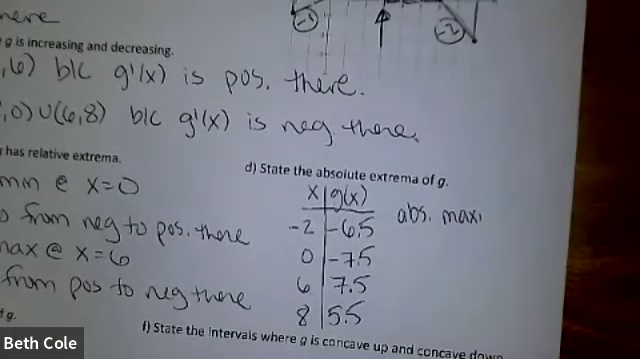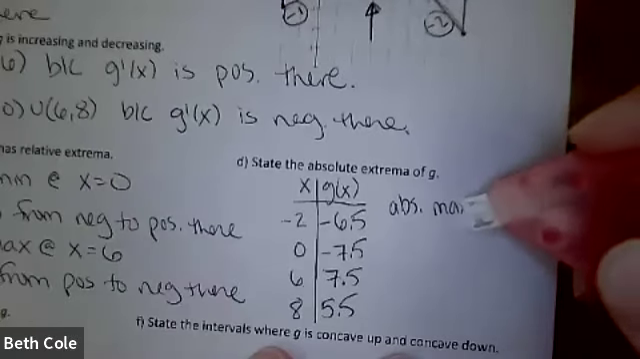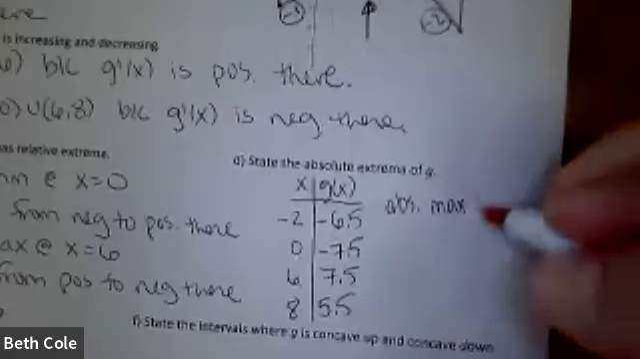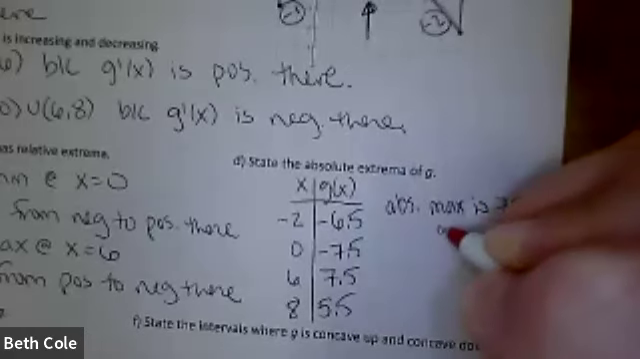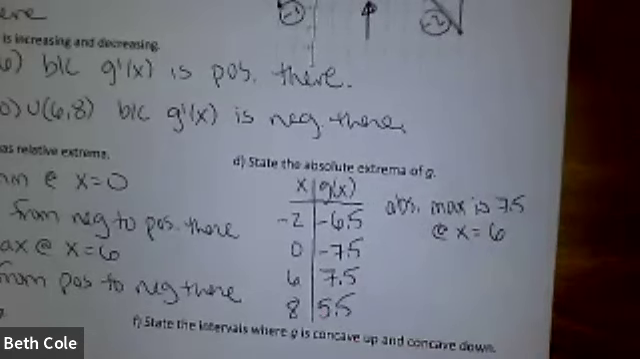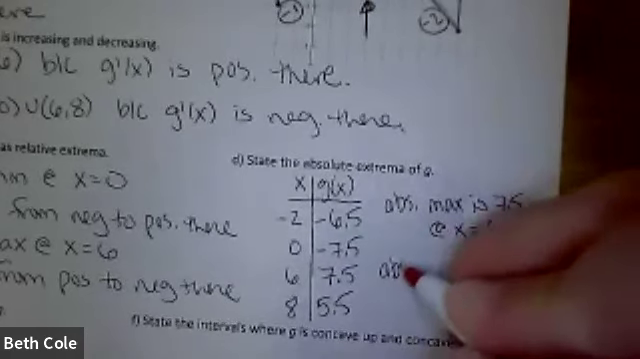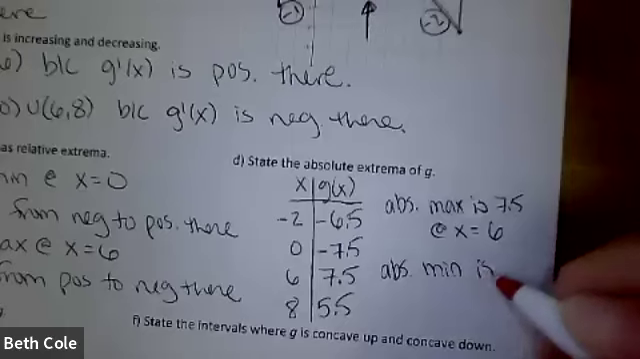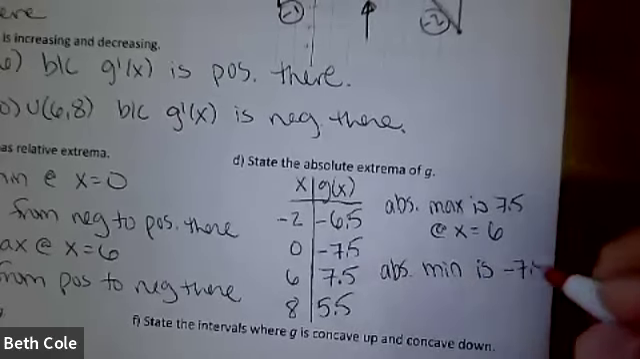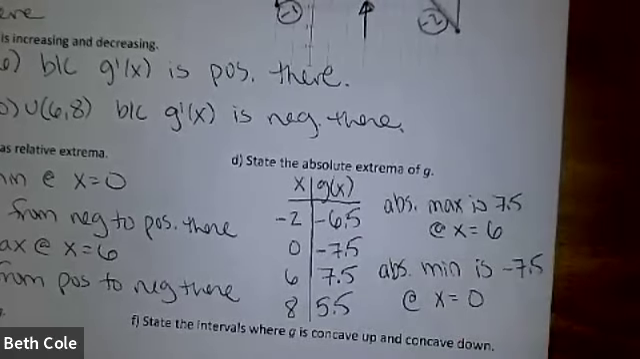hold on, do I have white out? The absolute maximum is 7.5. Yeah, I shouldn't be writing with a pen. Is 7.5. Good. At x equals 6. Write it that way every time because sometimes they ask you for this number and sometimes they ask you for this number. And if you write it this way every time, you will always get it right. Okay. Absolute minimum is -7.5 at x equals 0. Beautiful. Cool.